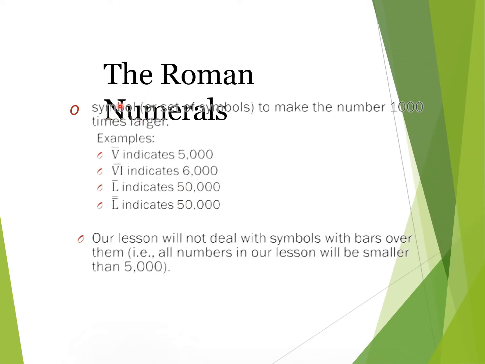Let's go into the Roman numerals. A bar over a symbol or set of symbols makes the number 1000 times larger. Let's get into the example boxes. First, V indicates 5, and with the bar we multiply by 1000, so we get 5000. VI indicates 6, so with the bar we get 6000. L indicates 50, so with the bar we get 50,000.